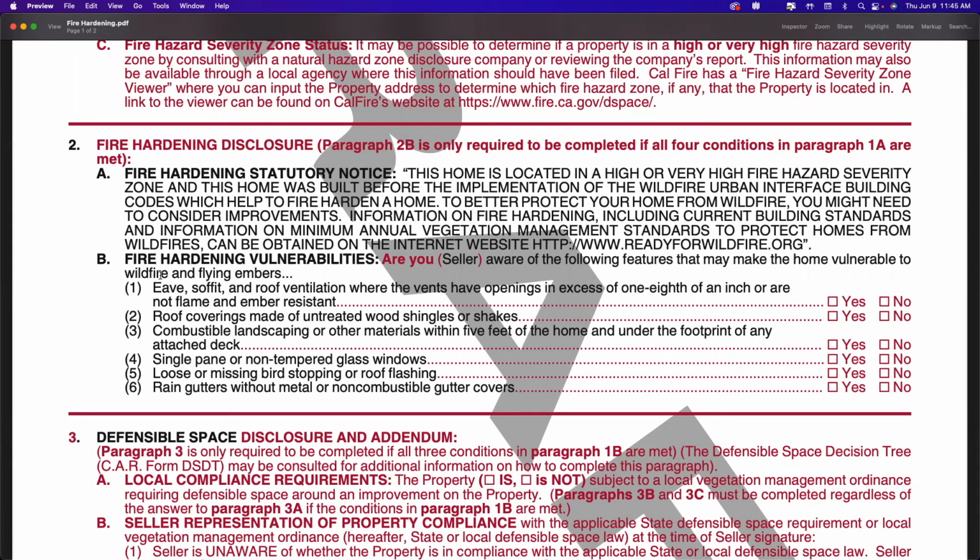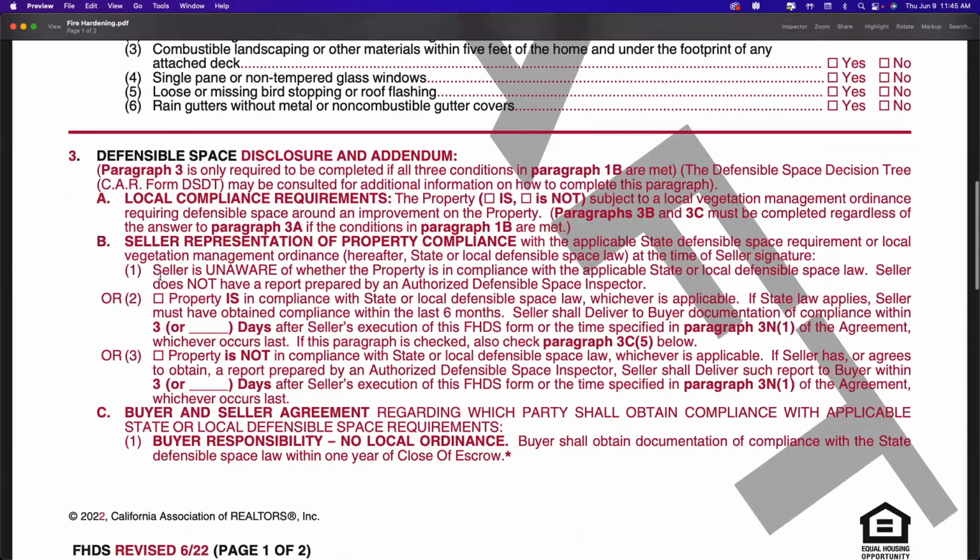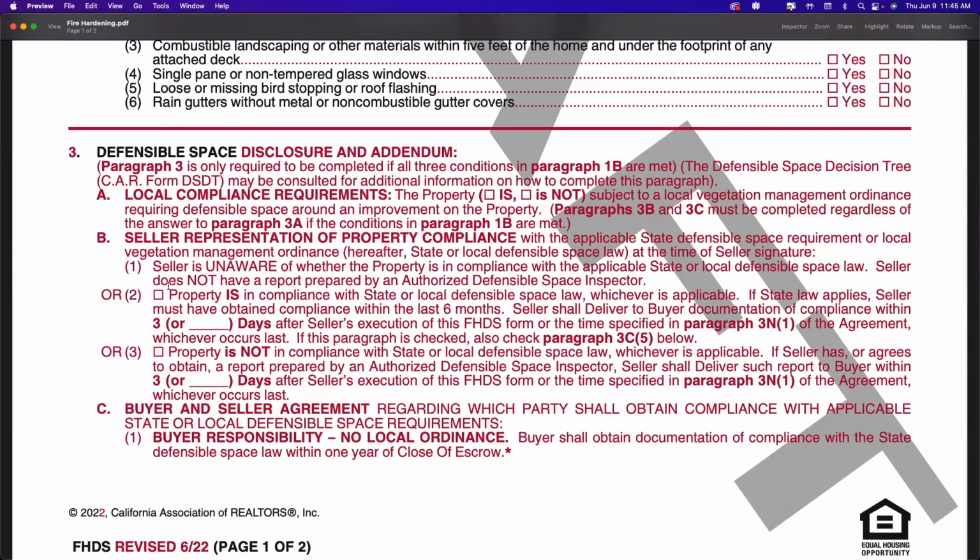Combustible landscaping or other materials within 5 feet of the home, under the footprint of any attached deck. I don't know. Am I aware of that? Yes or no? So that's just the way I'm going to answer those questions, right? This whole defensible space disclosure and addendum is added, right?